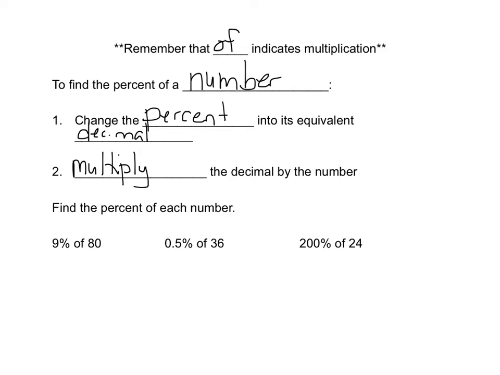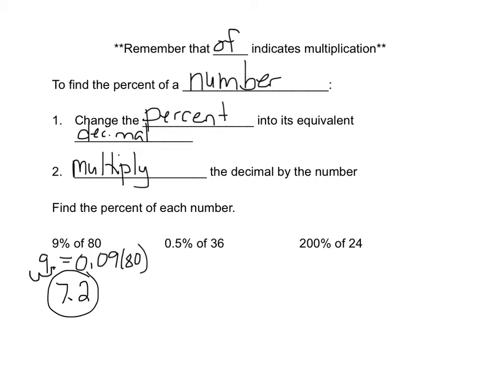Okay? So let's look at this first example, 9% of 80. So if I change 9%, where the decimal point is to the right, we're going to move it 2 spaces to the left. So this is really the same as 0.09. You're going to take that and multiply it by 80. And we can go ahead and use a calculator for that. So when I calculate it out, I end up getting an answer of 7 2/10. So 7 2/10 is 9% of 80.